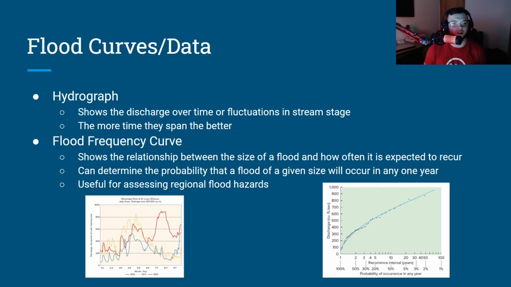So we have flood curves and data that can be used to help better understand floods. Hydrographs show the discharge over time, or the fluctuation in stream stage over time. And flood frequency curves are used to show the relationship between the size of a flood and how often it is expected to recur. They're usually useful for assessing regional flood hazards.